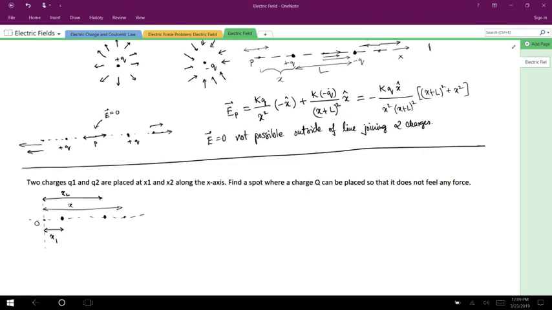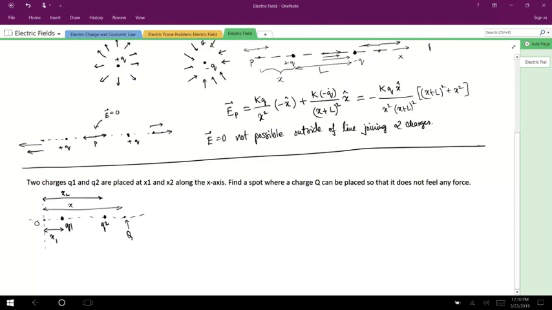Let's work on a problem to illustrate this idea of electric fields and electric forces. So this particular problem says that two charges Q1 and Q2 are placed at x1 and x2 along the x-axis. Find a spot where a charge Q can be placed so that it does not feel any force. So I want to place a charge Q at this arbitrary location along the x-axis, so I've called it to be at a distance x from the origin. And then I have placed the two charges Q1 and Q2 at x1 and x2. So this one is Q1, this one is Q2, and they're at x1 and x2 respectively.